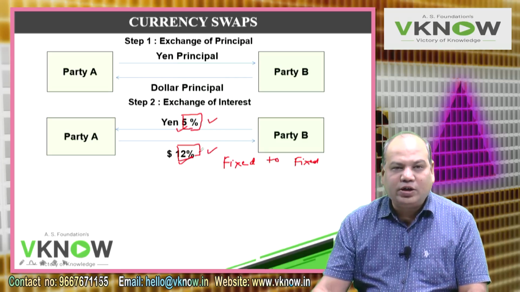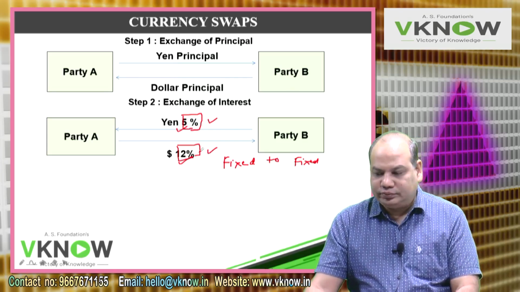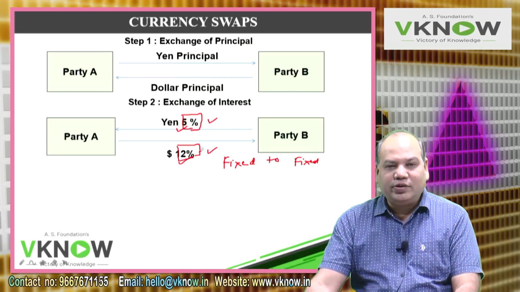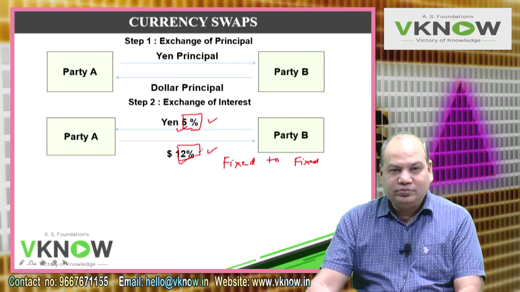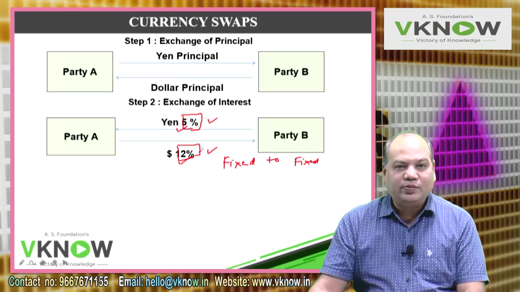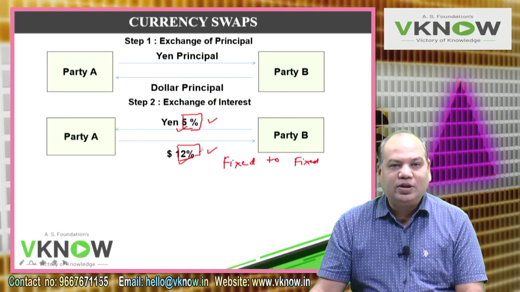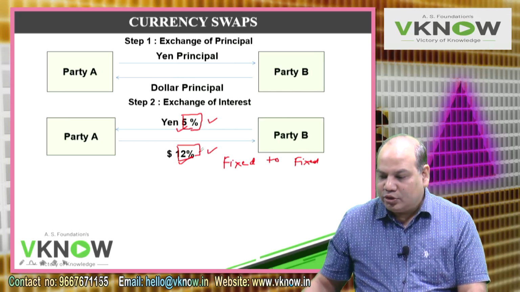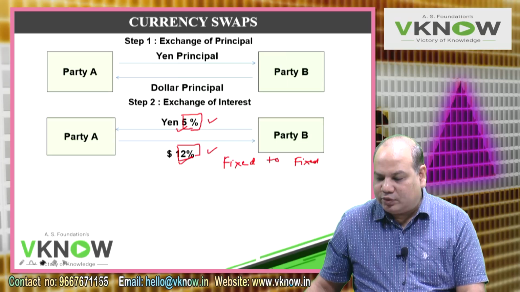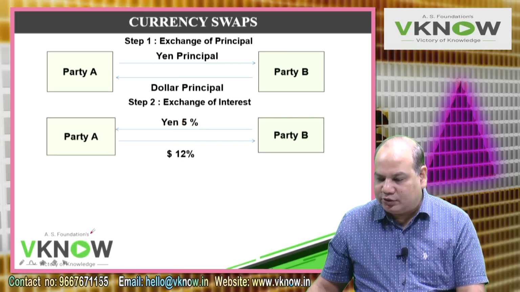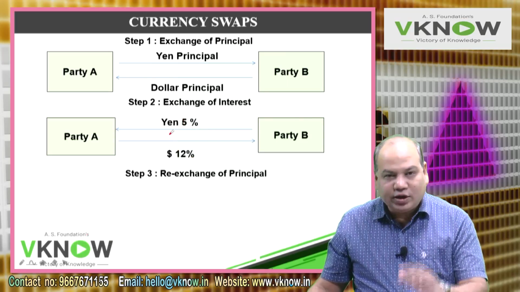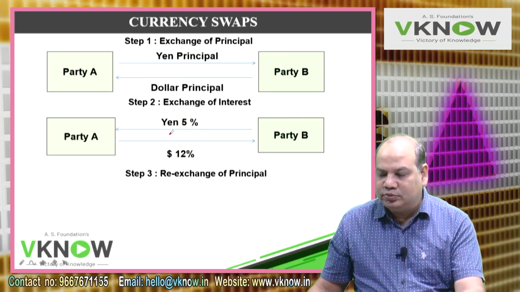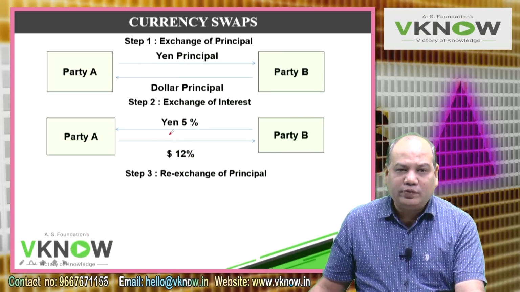Because in different countries interest rates are different. In India the interest rate is 8%, but in USA the interest rate is 4%. In Japan the interest rate is 1% or 0.5% or 0%. So accordingly the interest rate will be different in different countries. That is possible. So this interest they will keep exchanging till the period of the loan.